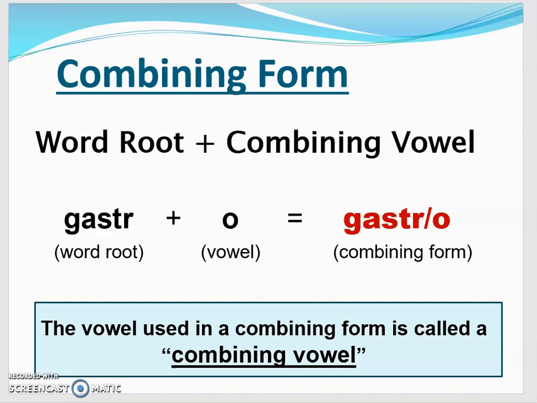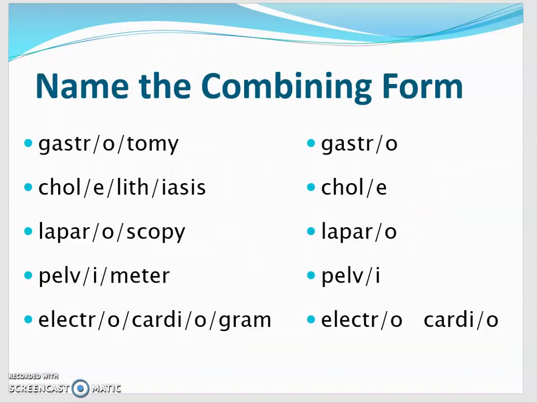Now this is our functional unit we can use to actually build words with. We start with the combining form, and then we figure out what it is we need to do with that combining form. So before we move further, let's look at some combining forms. We'll go back to that same set of words. So we have gastrotomy. The combining form here is gastro. Cholelithiasis, the combining form is chole. And laparoscopy, the combining form is laparo. Pelvimeter, the combining form is pelvi. An electrocardiogram has two combining forms, electro and cardio.